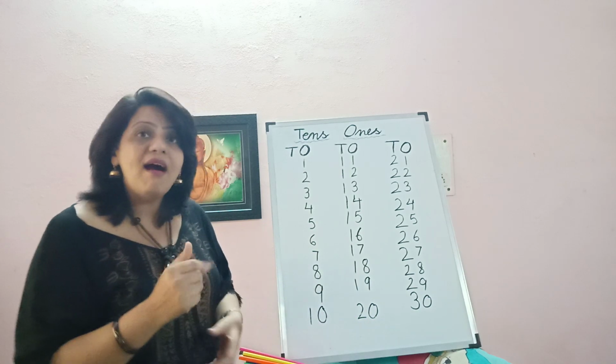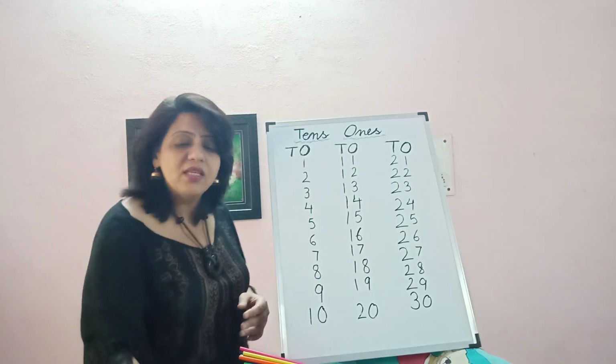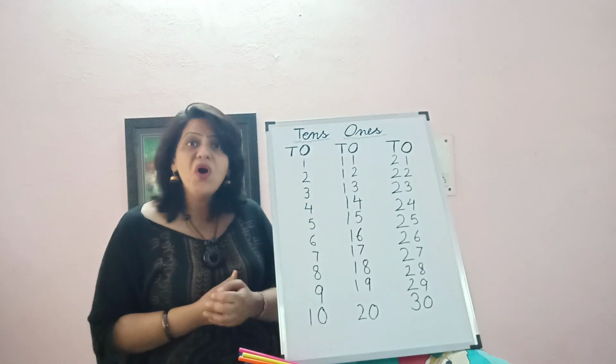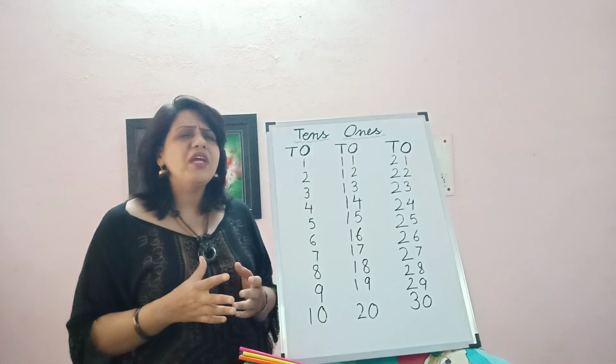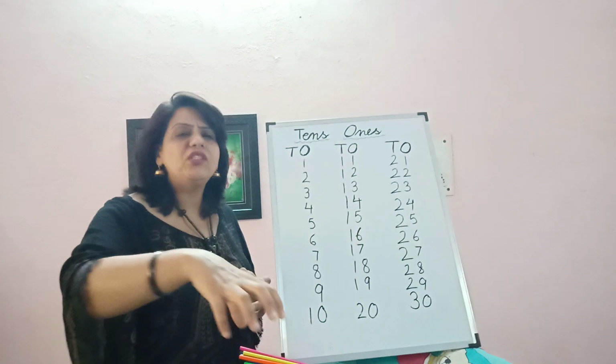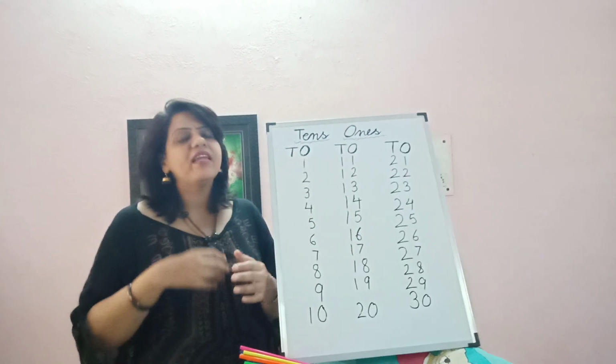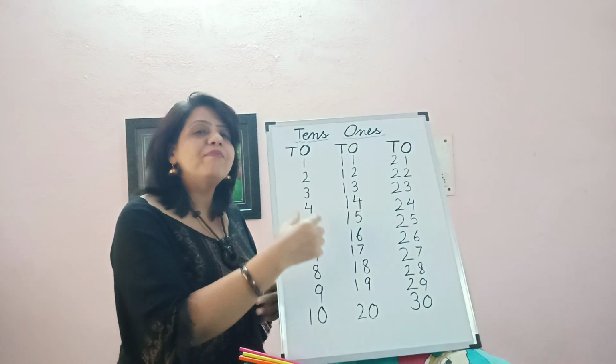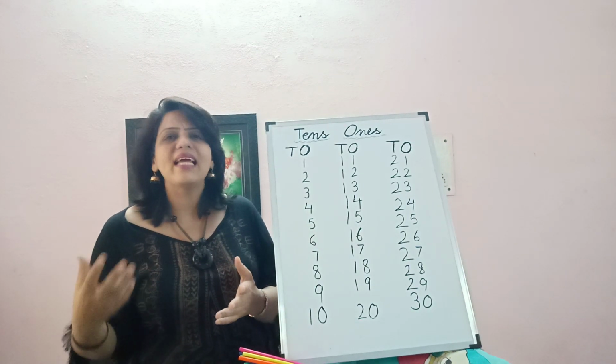We can take cards, pencils, spoons, erasers, crayons and whatever we have. We just need to make bunches of 10 objects. Then we can count, move forward and make this concept more clear to our kids and friends.